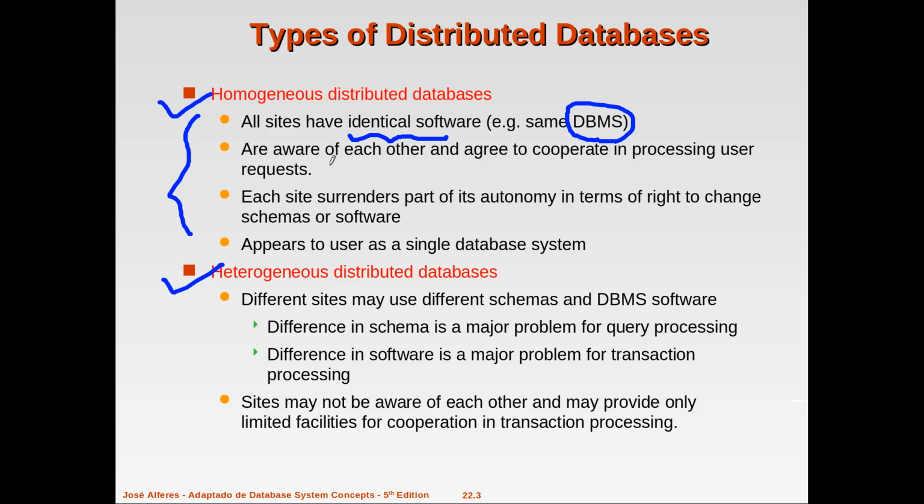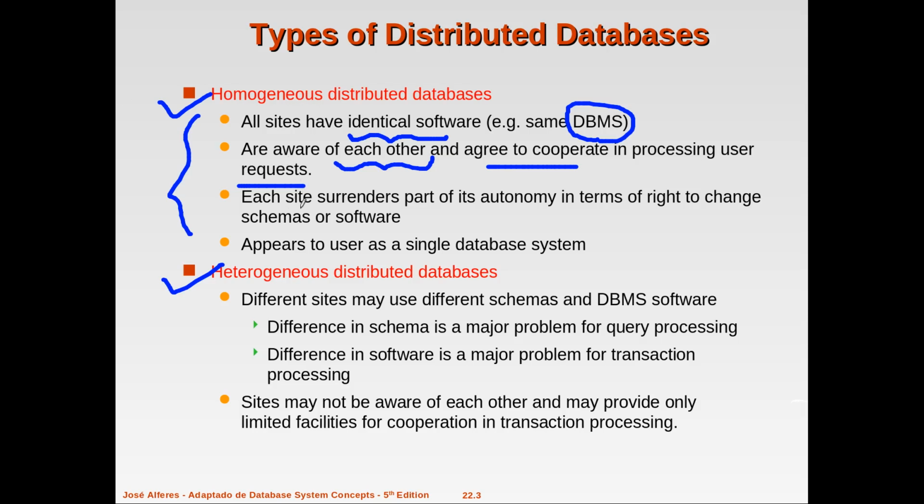And these sites are aware of each other as they are following the same software. They are aware of each other and they agree to cooperate in processing user requests. When they are using the same software in all the sites, it will be an easier task for different users from different sites to access the database, because all the access procedures will be the same for all the sites, so we can easily have communication between different sites.